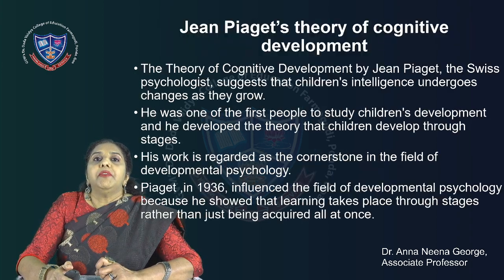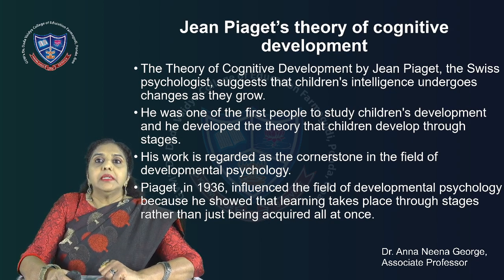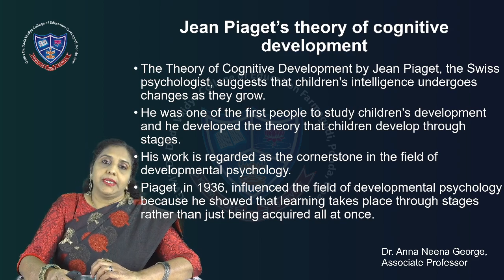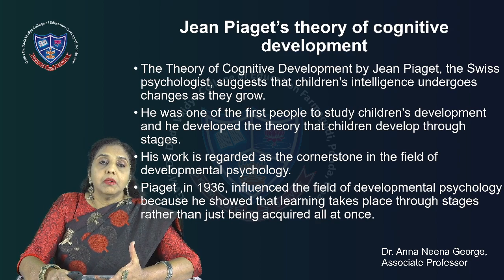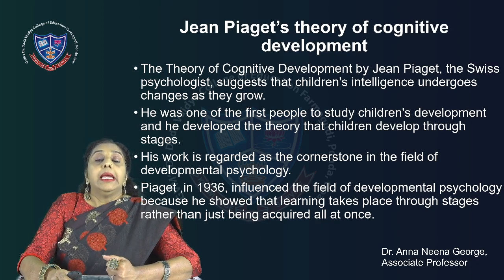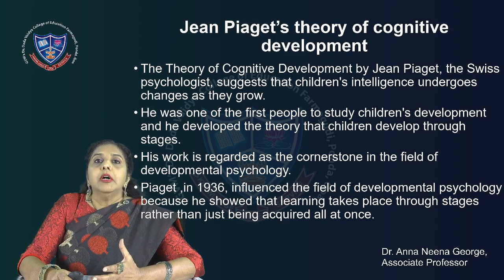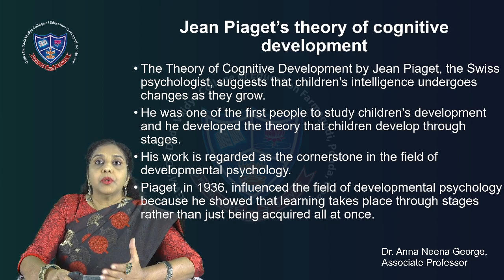Another theory that we will be looking at is Jean Piaget's theory of cognitive development. The theory of cognitive development by Jean Piaget, a Swiss psychologist, suggests that children's intelligence undergoes change as they grow. Now, in the previous one, we saw multiple intelligence, where we are talking about different areas of intelligence. Here, Jean Piaget's theory, which is an older theory compared to Howard Gardner, he says that intelligence is not something that remains fixed, but as the children grow, it develops.